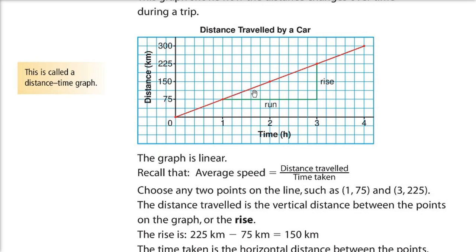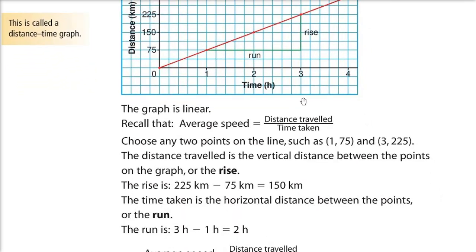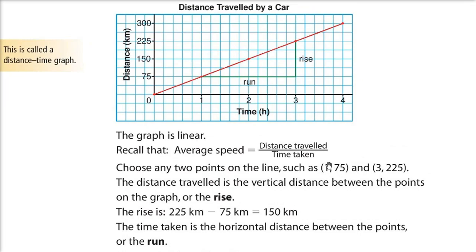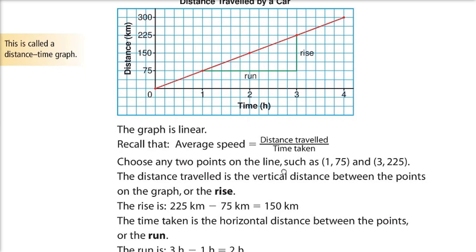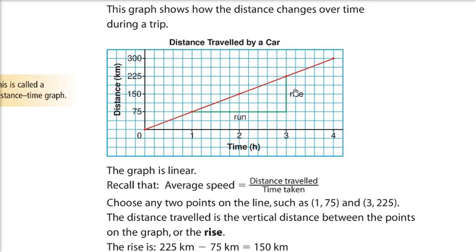You can take any 2 points. Say we are taking this point and this point. So what is this point? X is 1 and Y is 75. This one has X as 3 and Y as 225. So these are the coordinates of this graph, time comma distance. We need to find the rise, that is the vertical distance, and the run.